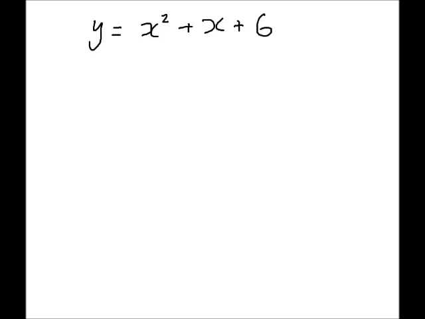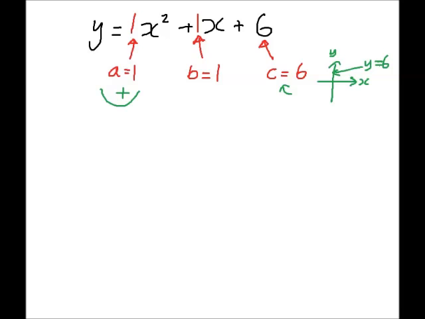Sketch the curve y equals x squared plus x plus 6. The more eagle-eyed among you will have spotted that this is very similar to the last one. Well, again, a equals 1 and b equals 1, but now c equals positive 6. It's a positive happy curve because a is positive. It cuts the y-axis at positive 6 because c is 6. So the big question in this case is how far down does the curve go?